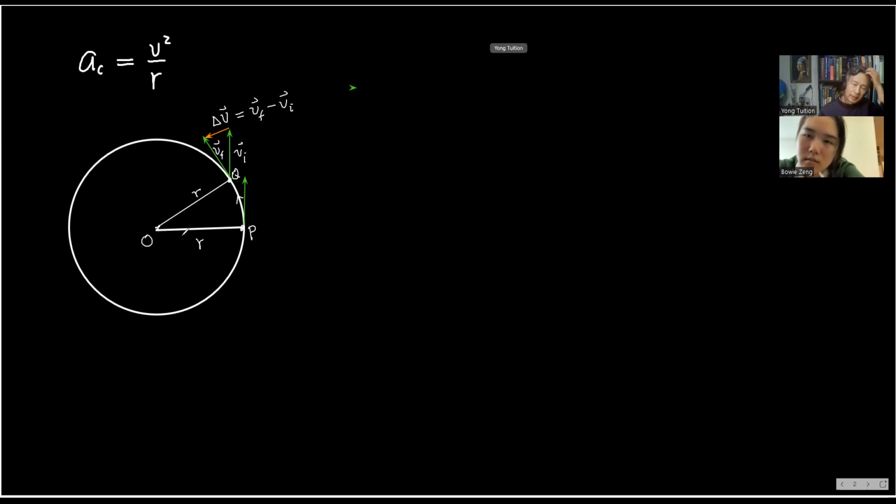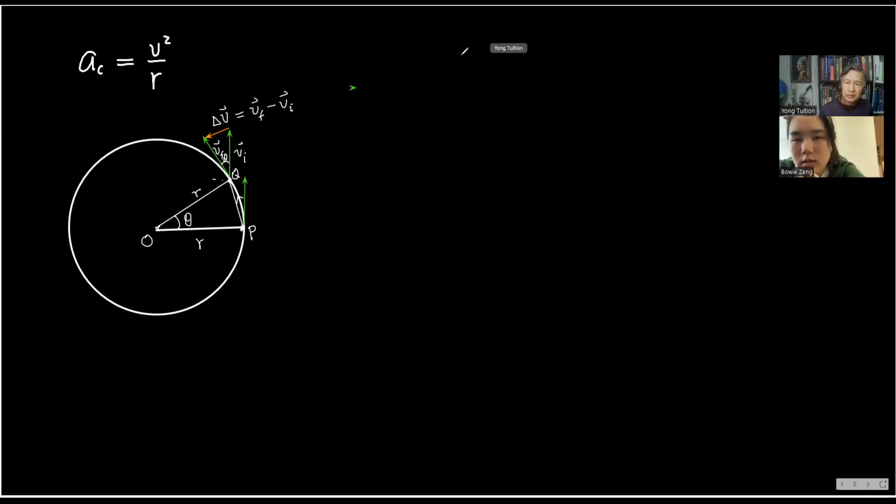Now, if the angle is small enough, can I draw another distance? This distance will be very close to that arc. If the angle is big, it's not; there's a difference. If the angle is very small, this length and this arc will be the same. You agree? So therefore, we can show that these two triangles are similar. This angle is also theta. You can use some geometry to prove these angles are the same. So in other words, these two triangles are similar triangles.